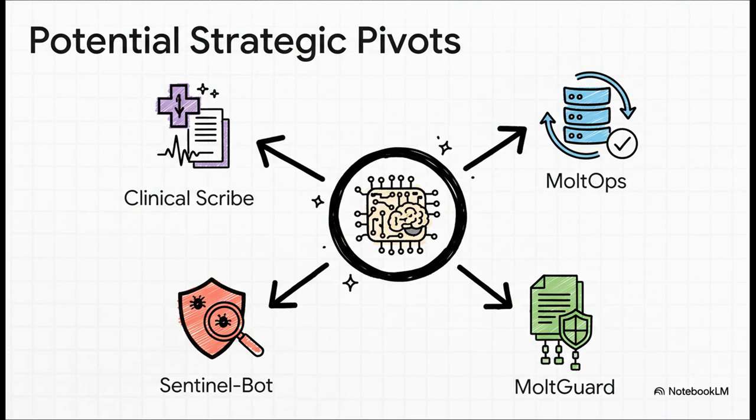And that DevOps idea is just one path, right? You could go a bunch of different directions. You could build MoltGuard, where the agent's main job is to generate a perfect, immutable audit trail of its own actions for compliance. Or what about SentinelBot, a cybersecurity agent that lives in your SOC and triages alerts autonomously? You could even go into a totally different vertical, like healthcare, a clinical note scribe that's HIPAA compliant because it's all local first. The point is, the underlying runtime is way more versatile than its current implementation.